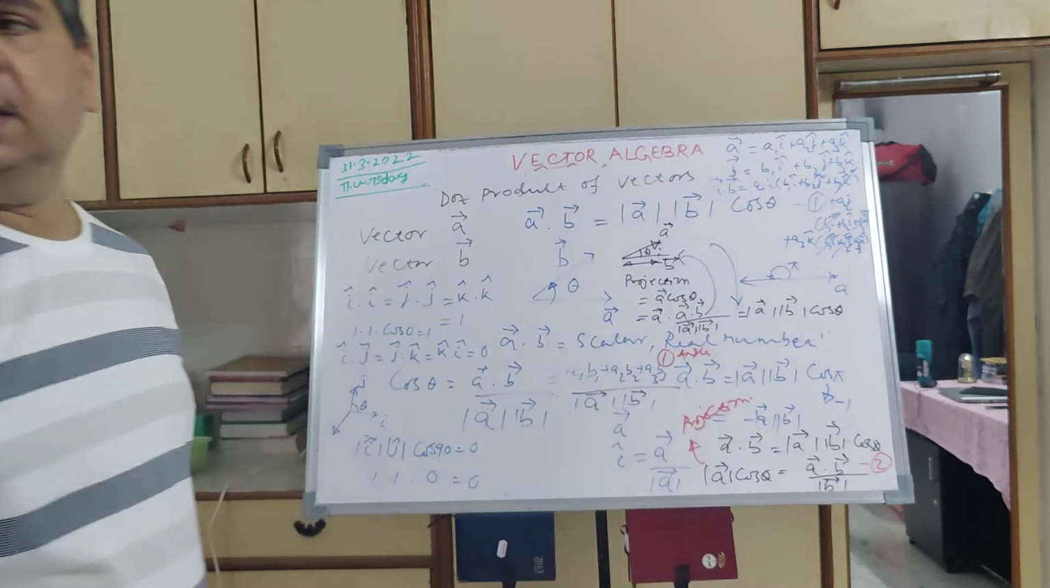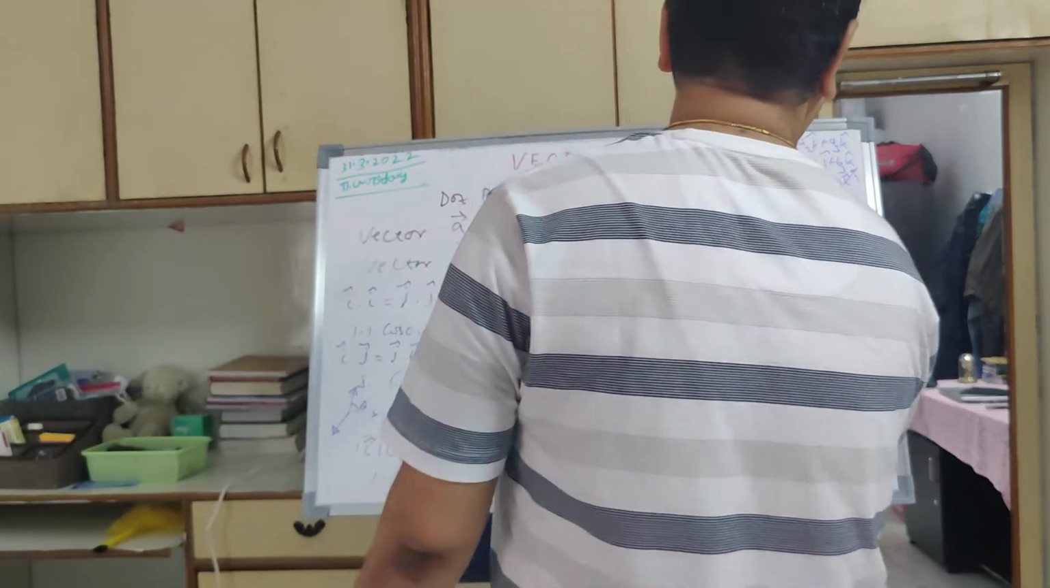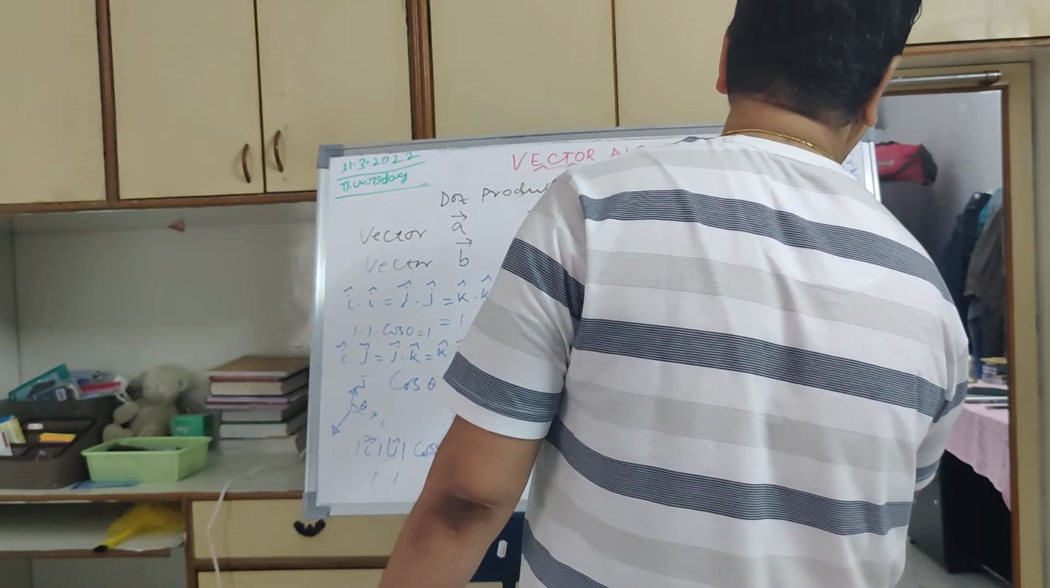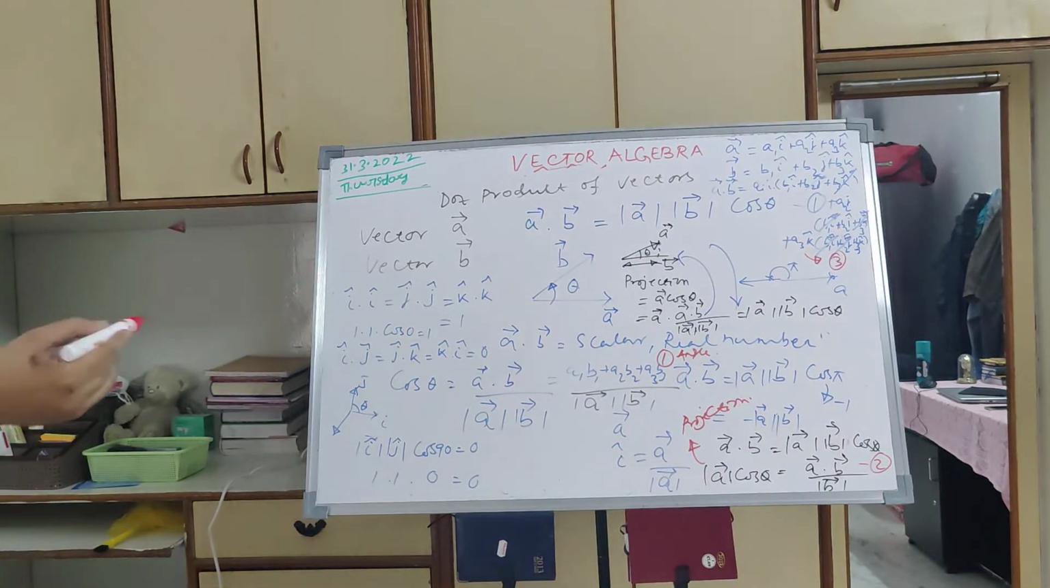Correct? Yes. Correct. And what is A dot B? This derivation you should be able to do. This is A1 B1 plus A2 B2 plus A3 B3. So this is how it is.